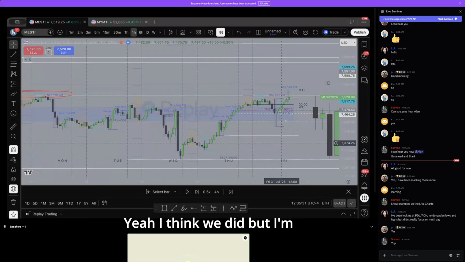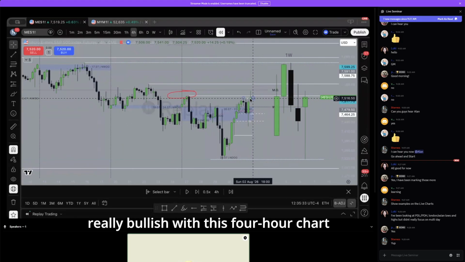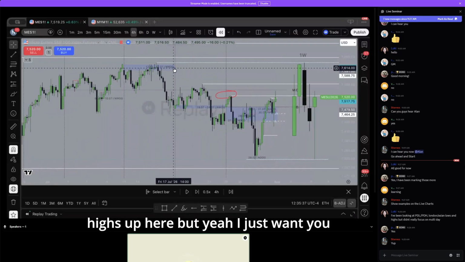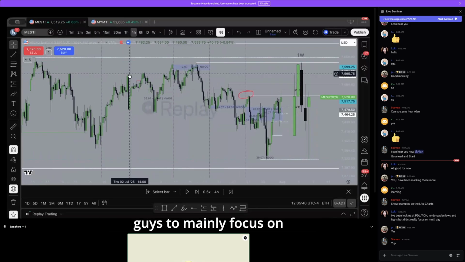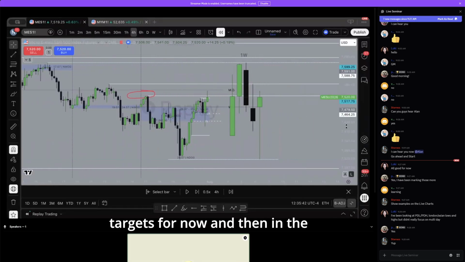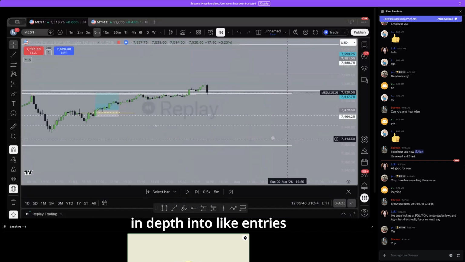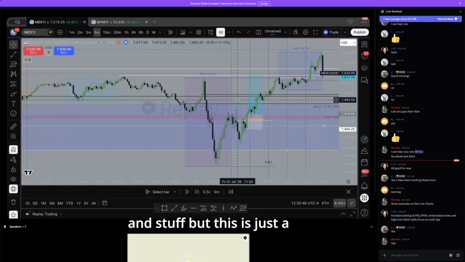Yeah, I think we did. But I'm really bullish with this 4-hour chart. We do have these swing highs up here. Also, these swing highs up here. But yeah, I just want you guys to mainly focus on targets for now, and then in the later master classes, I will get more in depth into entries and stuff.